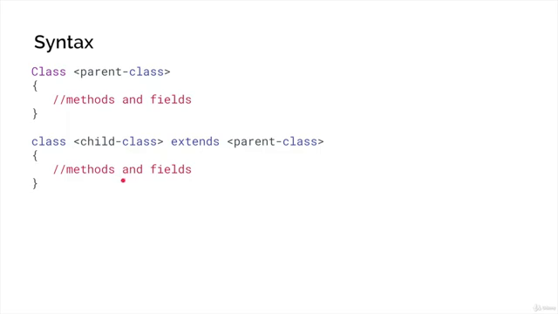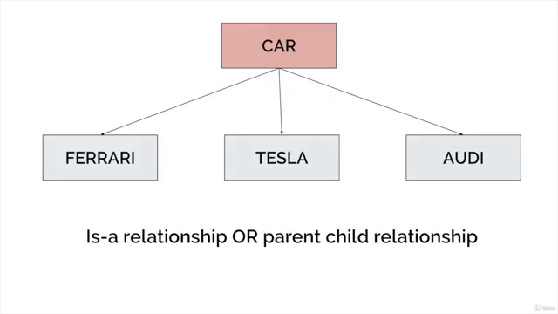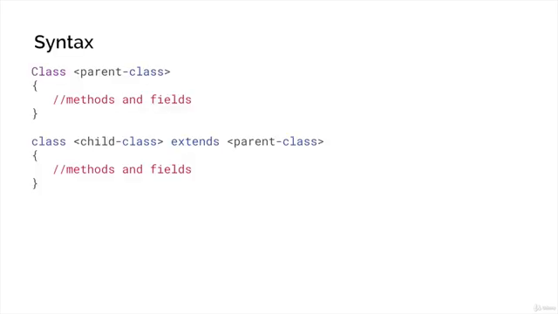Now, one point to be noted over here: is-a relationship, parent-child relationship, and inheritance, these three are the same, just different terminologies. If you have to implement an is-a relationship in Java, you can do it using the extends keyword. Extends is the keyword that helps you implement this particular relationship that we are seeing on the screen. So this is the syntax. We will soon hop on to our IDE and write a sample program that will help us understand even better.